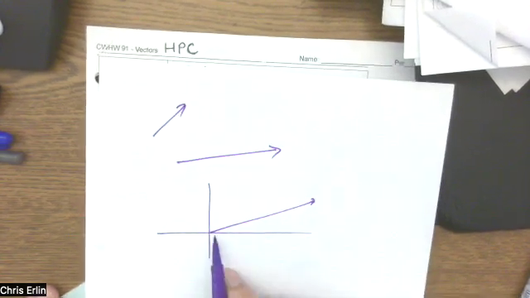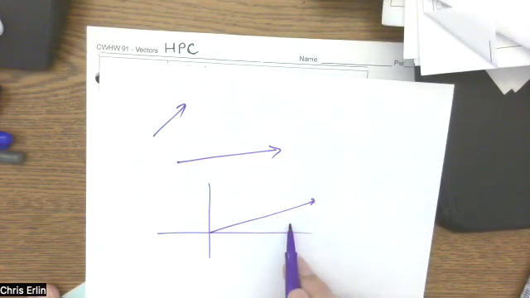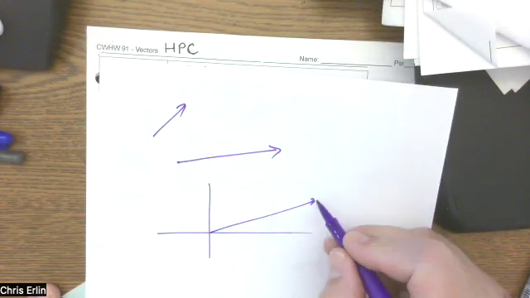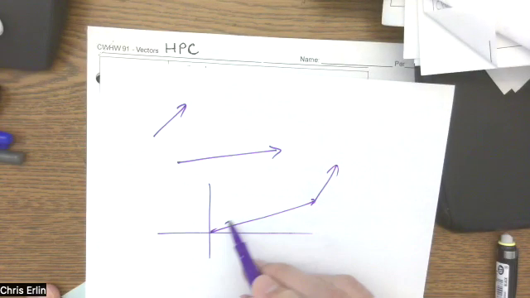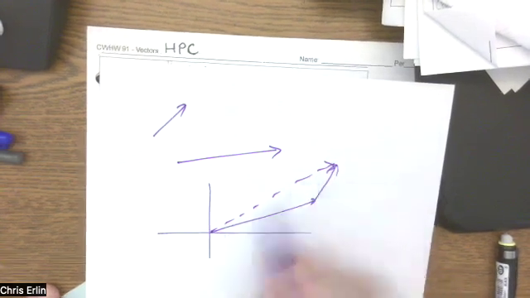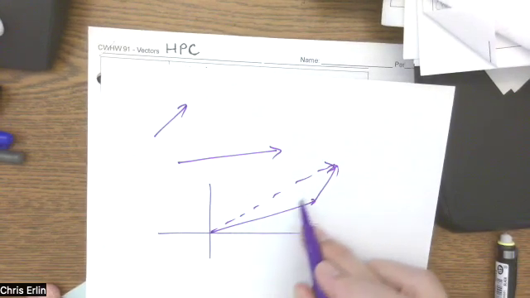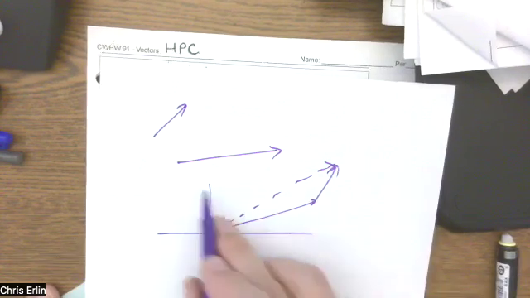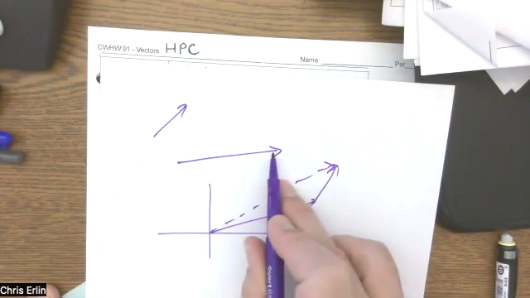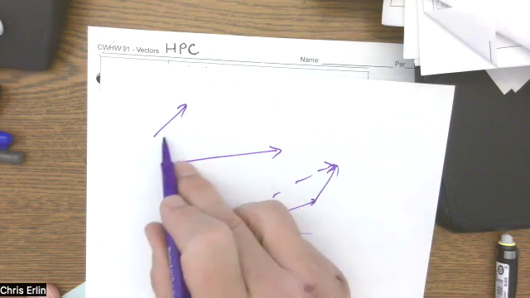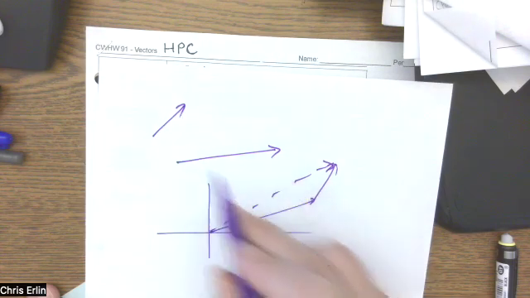If in fact we put one of them on the origin in standard position, and then we put the other one tail to tip, this resultant vector turns out to be where the plane would actually go. In other words, this is the direction he's heading, and the magnitude is described by the length of him. This is what the wind is doing, and the magnitude is described by the length of that.